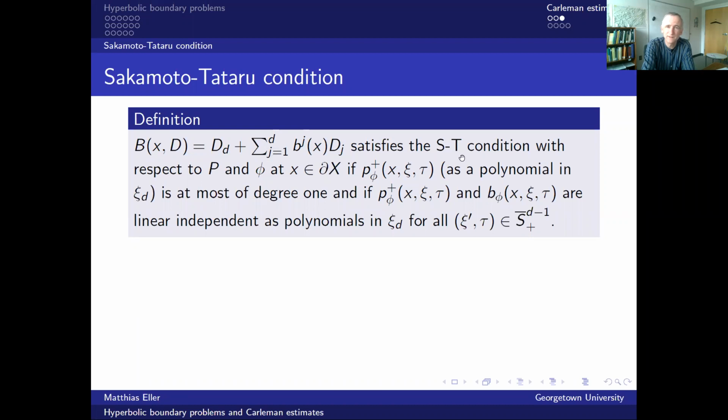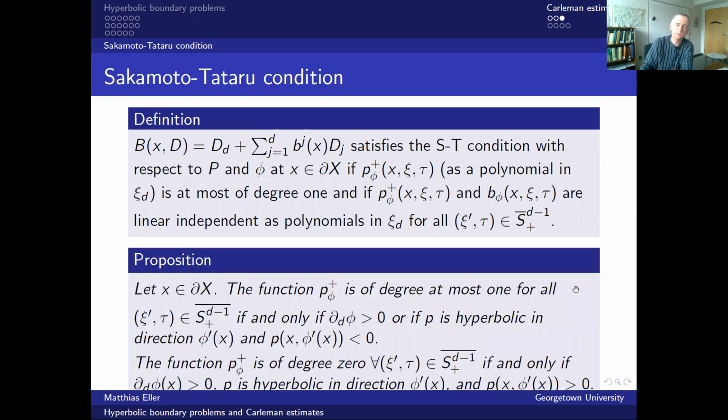I can define what Tataru calls the uniform strong Lopatinskii condition. I prefer to call it the Sakamoto-Tataru condition, because I feel Tataru deserves credit for this condition, as it's a little different. So if this polynomial here, which I just defined as a polynomial in CD, is at most of degree 1, and those guys are linearly independent as polynomials in CD, then I say this boundary operator, which is again my first order operator with real coefficients, has this condition satisfied.